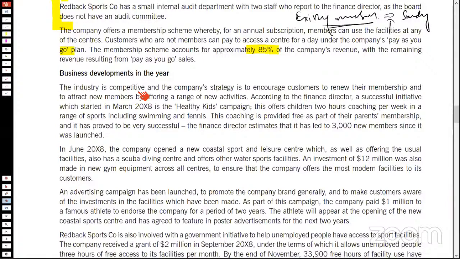It says the industry is competitive and the company's strategy is to encourage customers to renew their memberships and attract new customers by offering a range of new activities. According to the finance director, a successful initiative which started in March 8 is the Healthy Kids campaign. This offers children 2 hours coaching per week in a range of sports, including swimming and tennis. Coaching is provided free as part of the parents' membership and has proved to be very successful. This is good to drive more traffic. The finance director estimated it has led to 3,000 new members since it was launched.